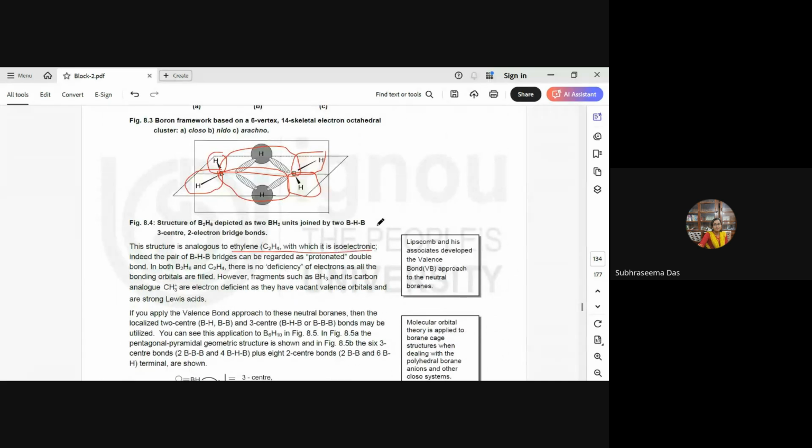It is also that B2H6 is isoelectronic to ethylene, and these bridges are regarded as protonated double bonds. So in B2H6 and C2H4, there is no deficiency of electrons because all the bonding orbitals are filled. However, the fragments, that is BH3, are electron deficient.